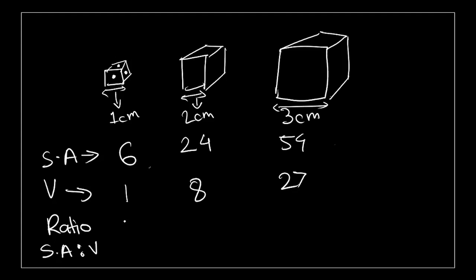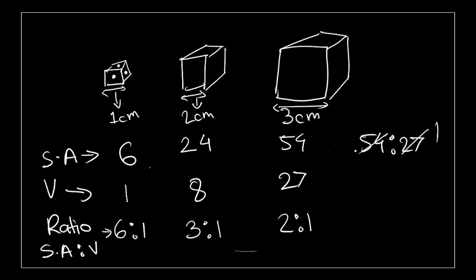So over here, the ratio is 6 and 1. And over here, it is 24, 8. Now, you see, we can actually simplify that. And if you do, it's basically just 3 is to 1. And for this one, it's 2 is to 1. Because basically, we're just writing 54 is to 27. Let's turn it into a fraction. Then it's 54 over 27, and we can just divide it, and it's just 2 is to 1. Pretty much that simple.